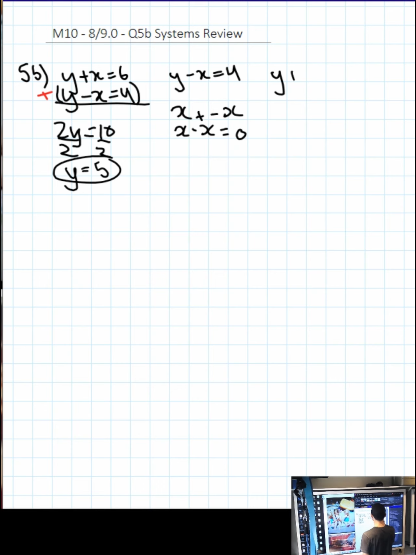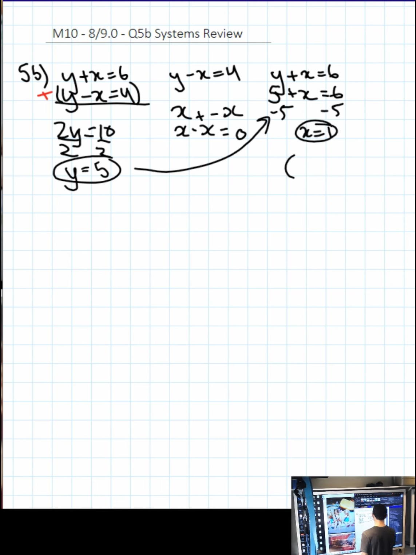Take the easier of the two equations, whichever one you like. This time let's take the equation originally on the left, and take the y value of 5 and substitute it into the equation. Minus 5 from both sides, and x equals 1. Circle your answer, and we have an intersection of (1, 5).